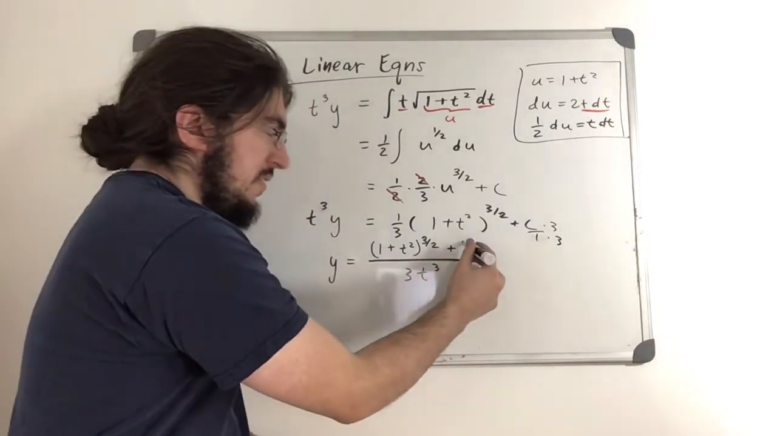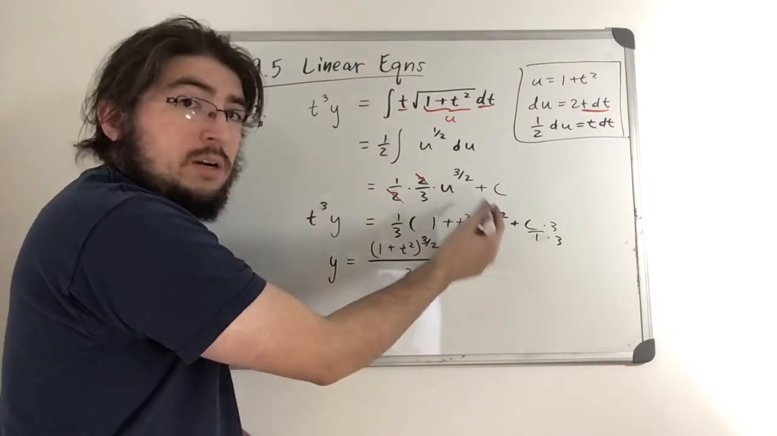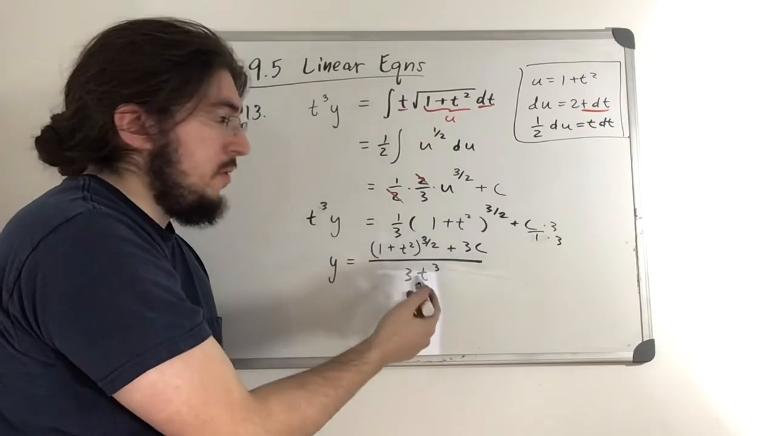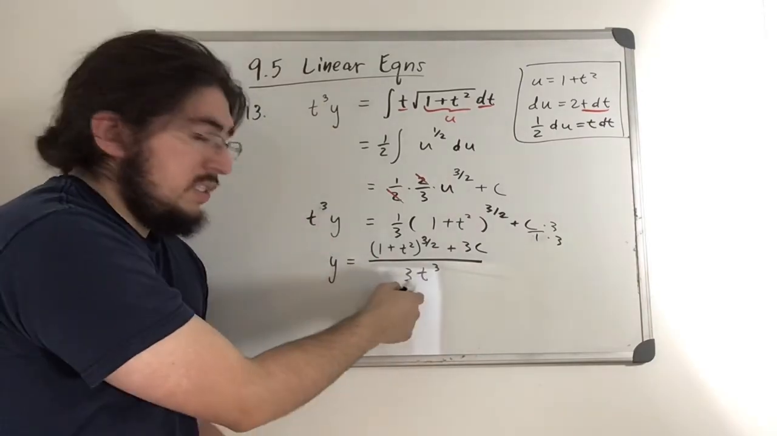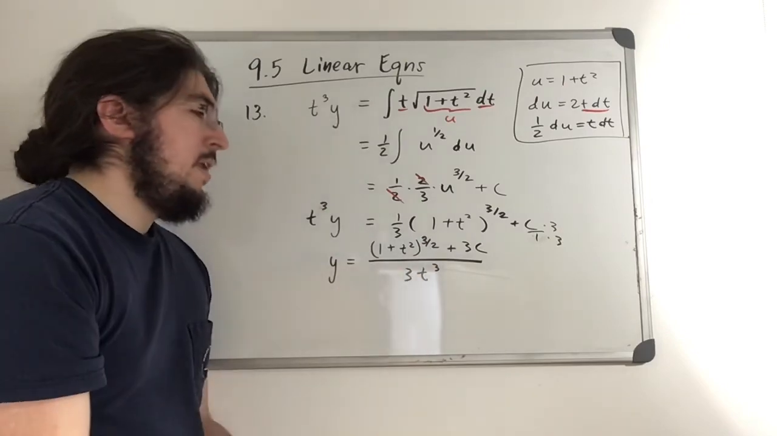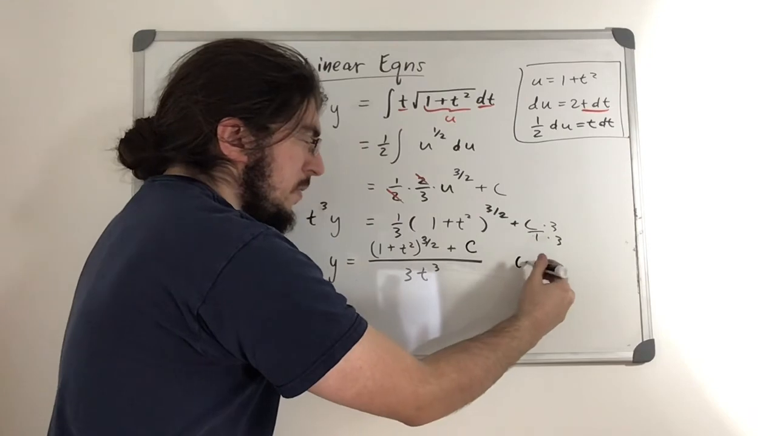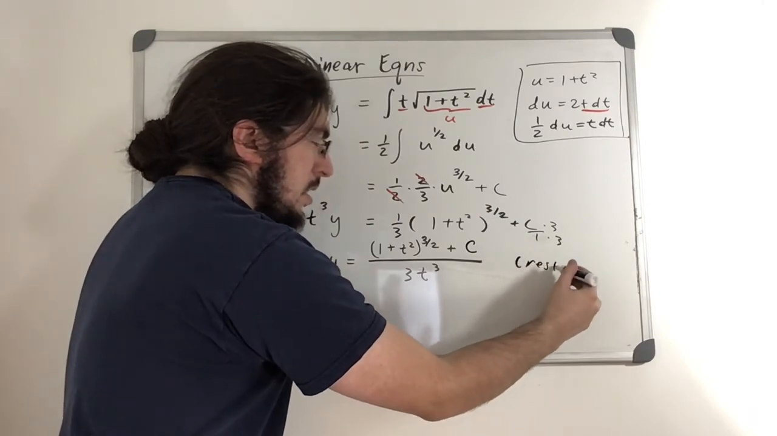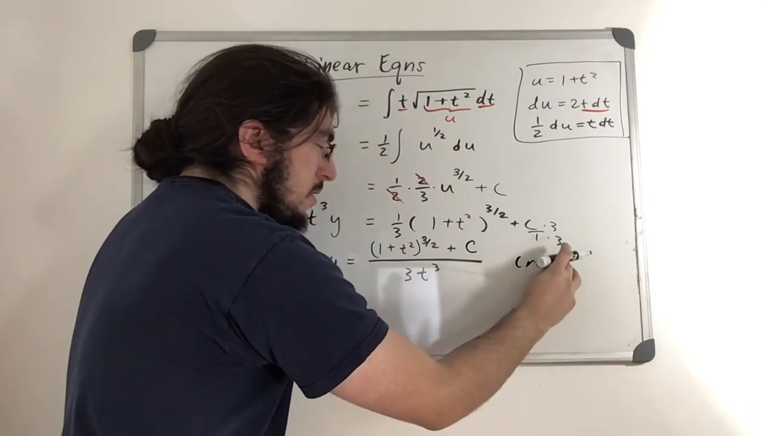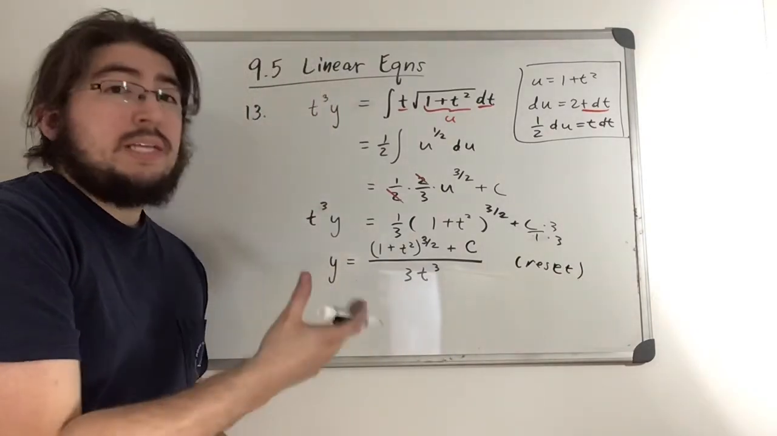So it's going to be 1 plus t squared to the 3/2 plus 3c all over 3, and then dividing by t cubed gives us the t cubed on the bottom, because it's multiplied to the denominator 3. Now, 3c is just a constant, call it c. So let me write here that there's a reset of the variable, just so you can refer back to that in your notes. 3c is replaced with just c.